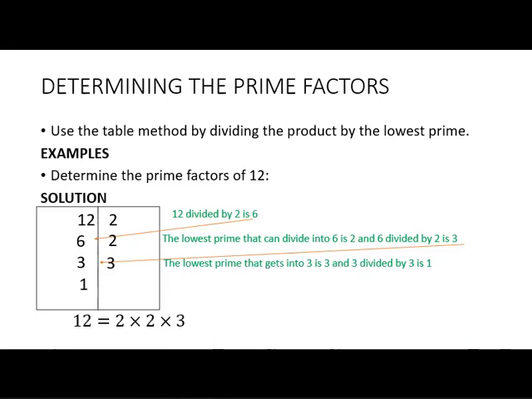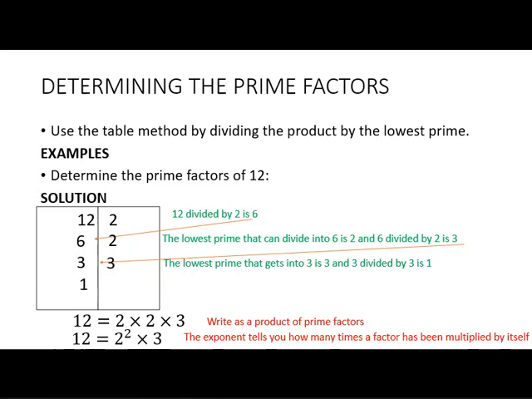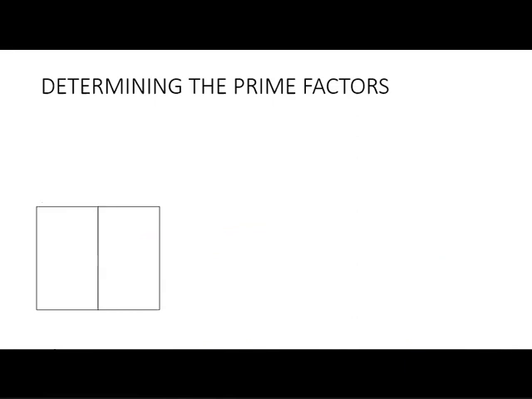Now you write it as a product of prime factors, which is 2 times 2 times 3. But you will note that again, the 2 here has been multiplied by itself twice. You will simply write it as a base of 2 and raise it to the exponent of 2. If it was 2 multiplied by itself 3 times, we're going to write it as a base of 2 raised to the exponent of 3. Now, remember what I just said earlier on. The exponent tells you how many times a factor has been multiplied by itself.